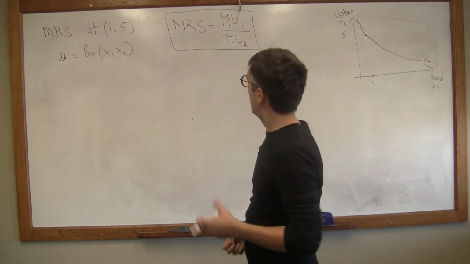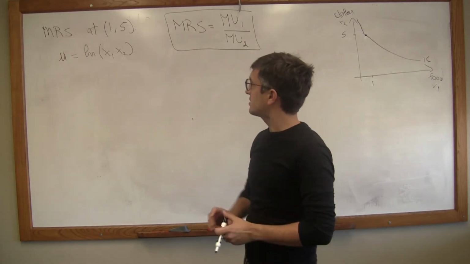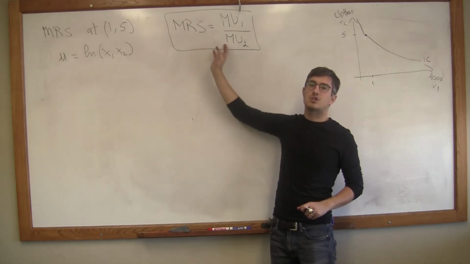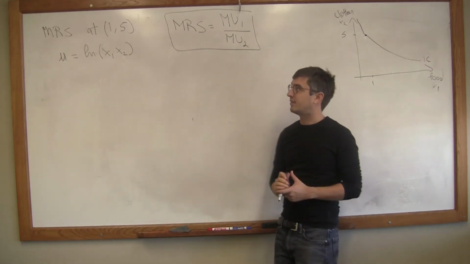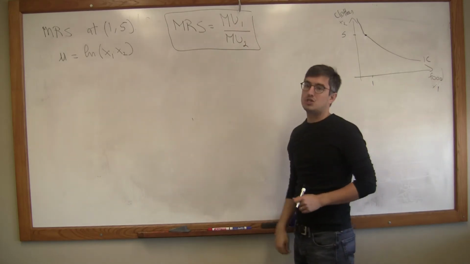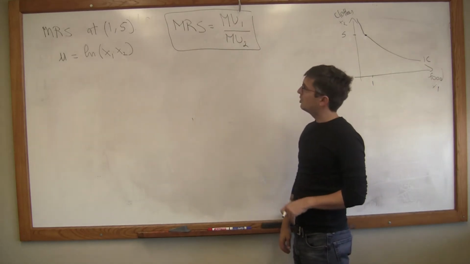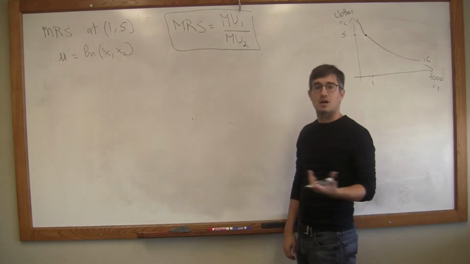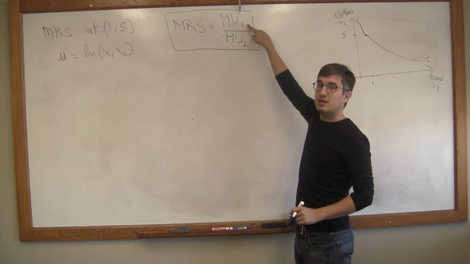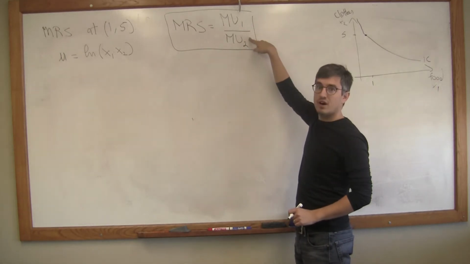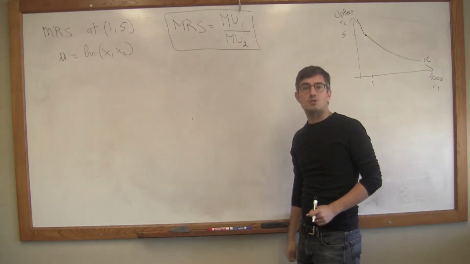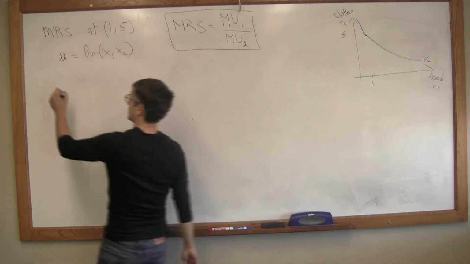Okay. To find the MRS, I want to use this equation here. This is the equation that we proved in class the other day. So we know that the marginal rate of substitution is the ratio of marginal utilities. We're going to proceed in a number of steps. Step 1 is to identify mu1. Step 2 is to identify mu2. Step 3 is to create the ratio between the two. So let's start with that.